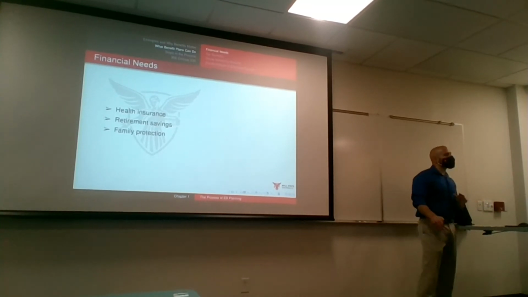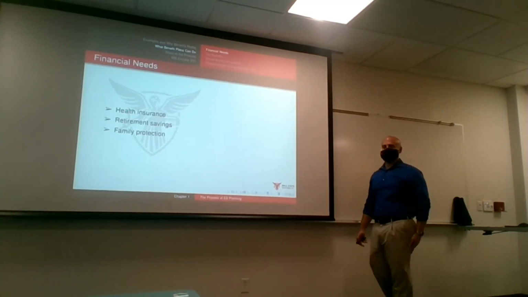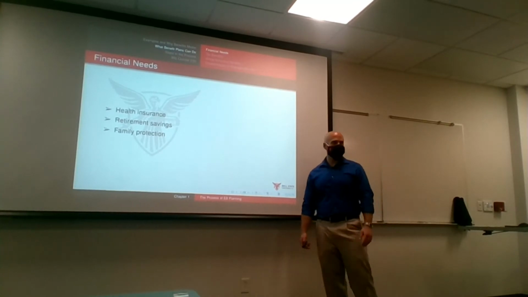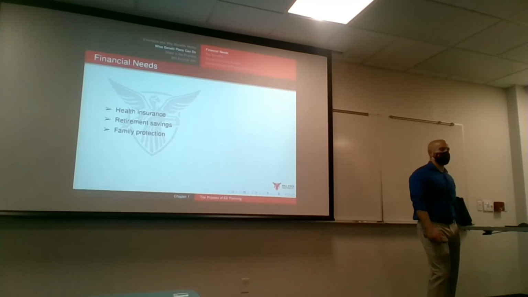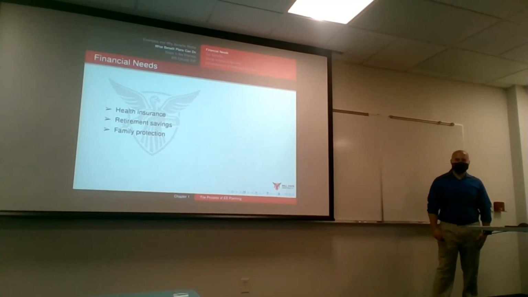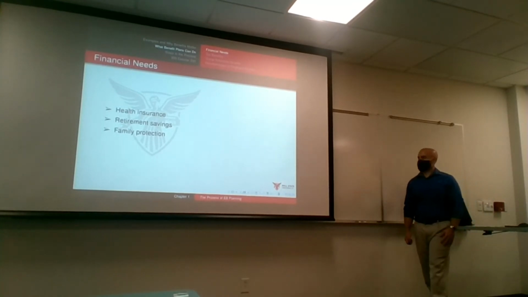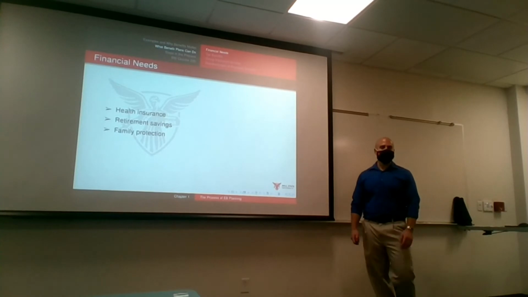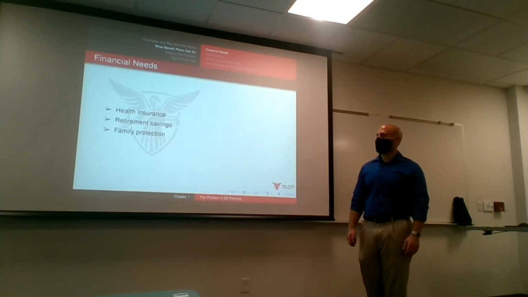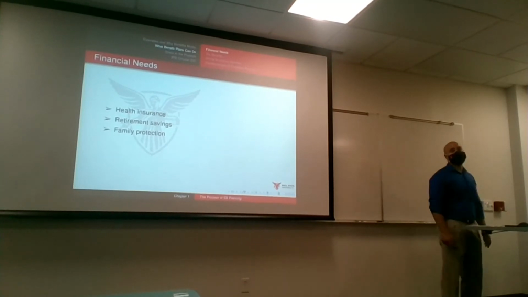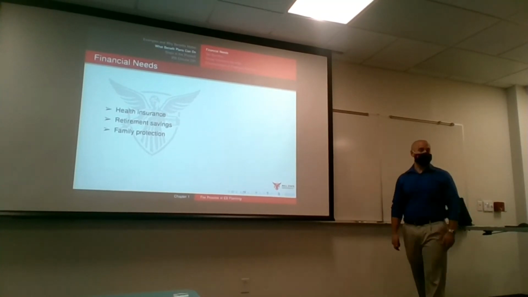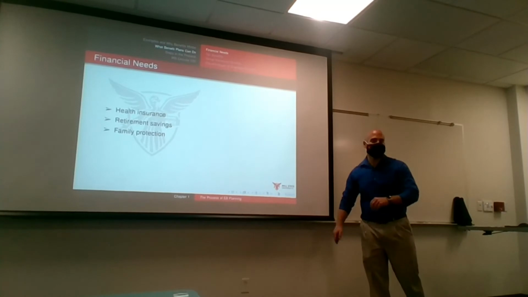So what are the needs? Pretty simple. We won't dive into the weeds here. Health insurance. And we'll talk about why we see some group insurance benefits that we couldn't get otherwise. Retirement savings. Unfortunately, most people do not save enough for retirement. Nowhere near it. And then family protection. So this would be like disability insurance for you or life insurance for you, you being the employee in this case.